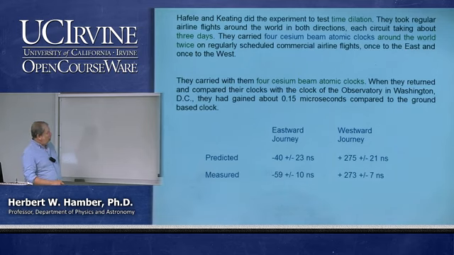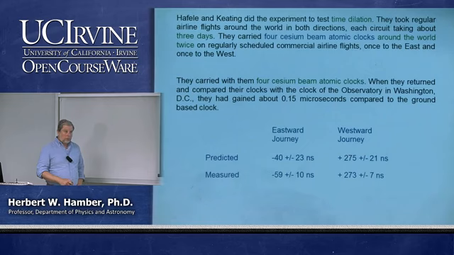Here is another summary of what they actually measured and what they calculated on the eastward and westward journey. They first tried to estimate what the theoretical prediction was in both cases, and then they compared it with their measurements. And as you can see, the measurements are actually quite close to the predicted numbers.